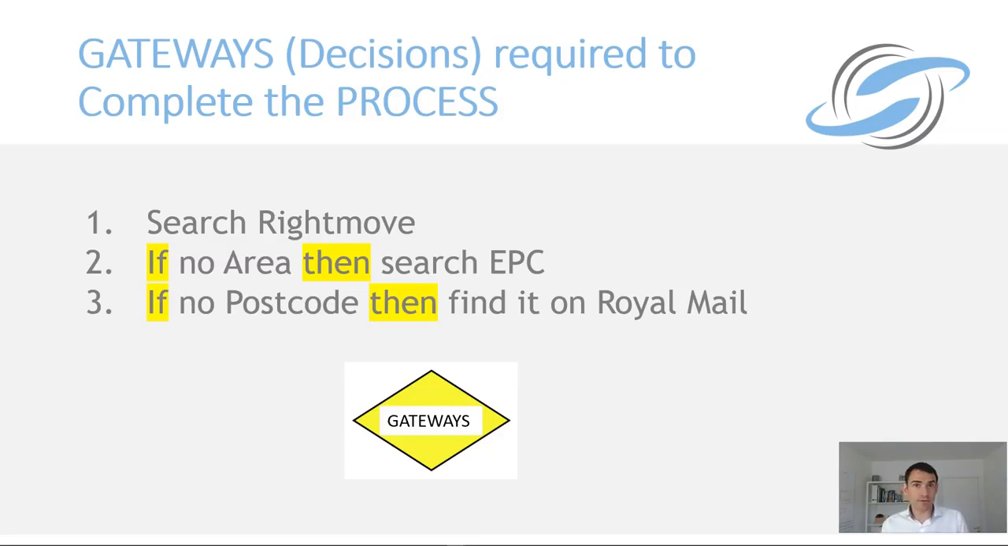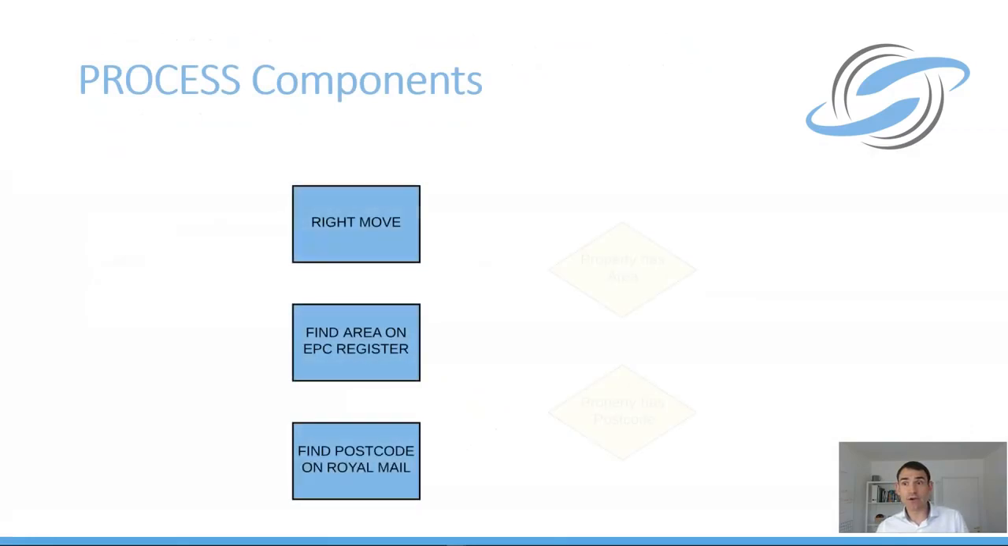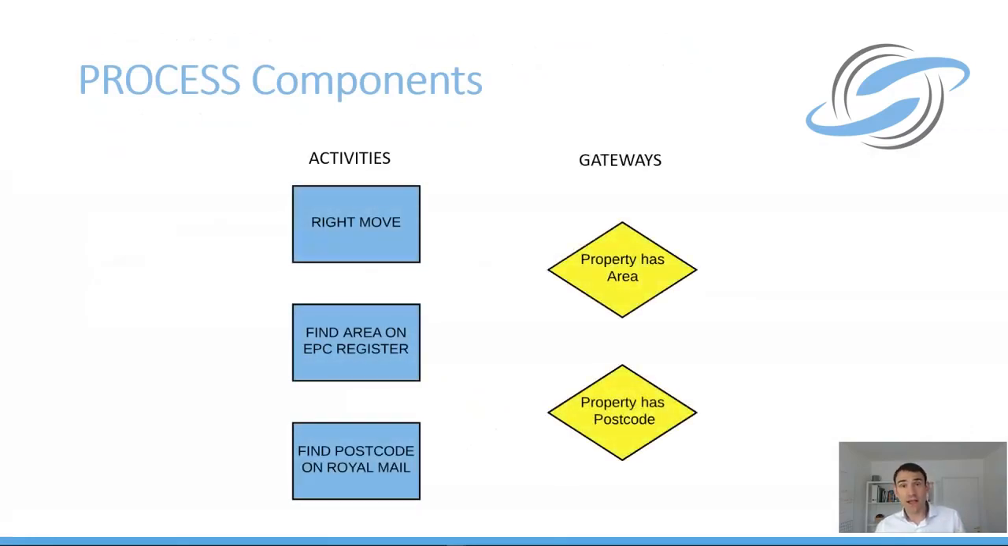Search Rightmove: there's no decision that needs to be made there. But if there's no area, then search EPC. If there's no postcode, then find it on Royal Mail. So now we've got a couple of decisions with an option yes or no that will determine what the next step in the process is. So we've broken it down: we've got 3 activities and 2 gateways or decisions that we need to map out into our flowchart.